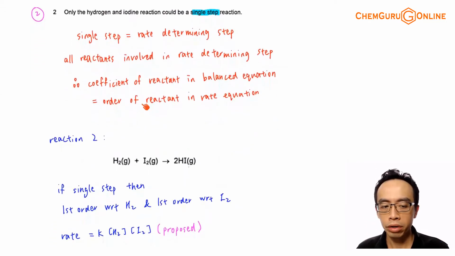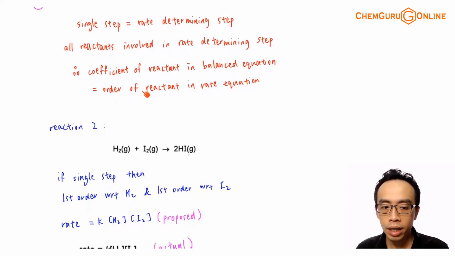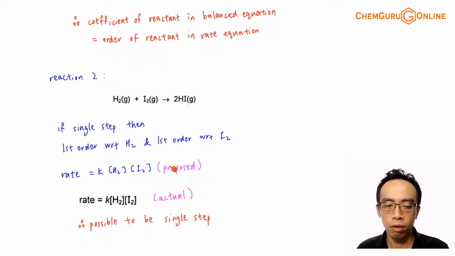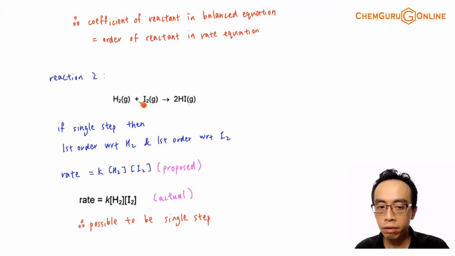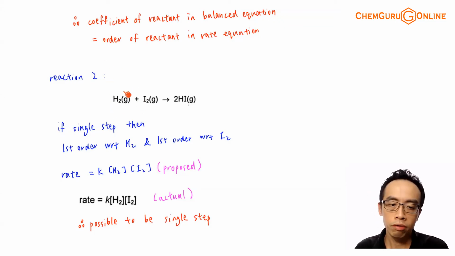We do this for reaction number 2 first because it is a little bit simpler. Now, if I consider the overall reaction for H2 plus I2 to give me 2HI, I'll have 1 H2 and 1 I2 to give me the product. If this were a single step, then all the reactants must be in the rate determining step, and therefore the order of the reaction with respect to hydrogen will follow the coefficient. It will be order 1 with respect to H2, and the order with respect to I2 will also follow the coefficient. So first order with respect to H2, first order with respect to I2.